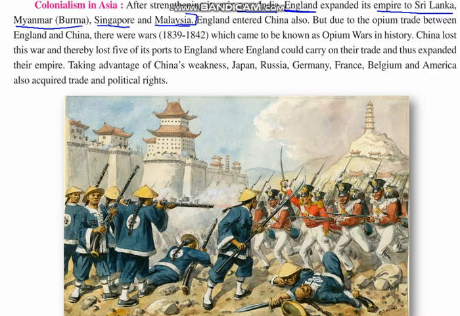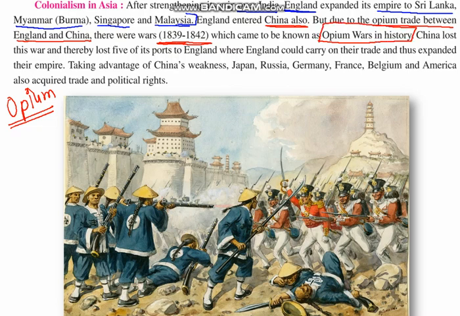Right? England entered China also. But due to the opium trade between England and China, England was importing opium. Opium means charas. It is a type of drug. It was imported by England. So there were wars between the years 1839 to 1842, which were later known in history as the Opium Wars.